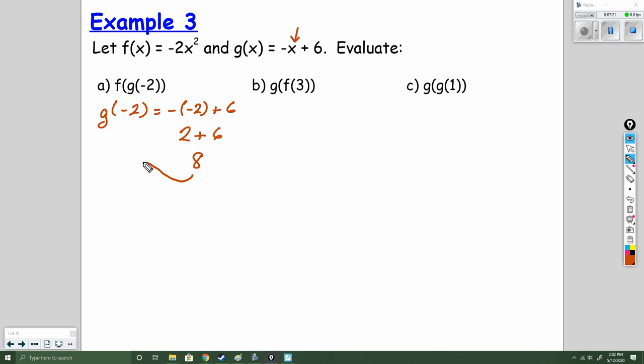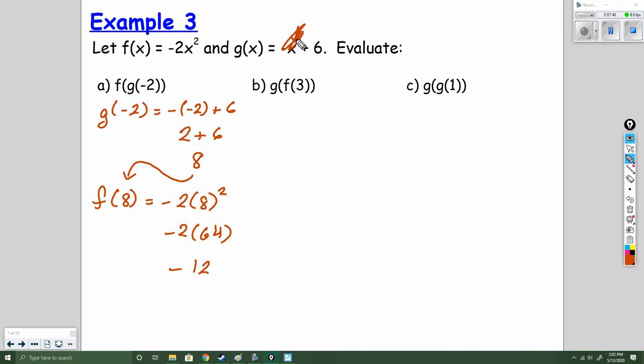Now let's take that value and plug it into function f. So where we see function f here, we're going to plug 8 in for x. So that's negative 2 times 8 squared. Now 8 squared is 64, so we get negative 2 times 64, which is negative 128.